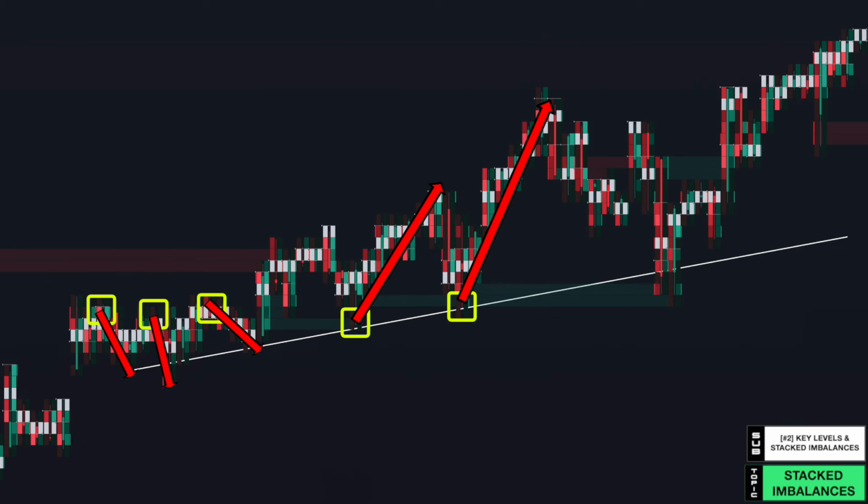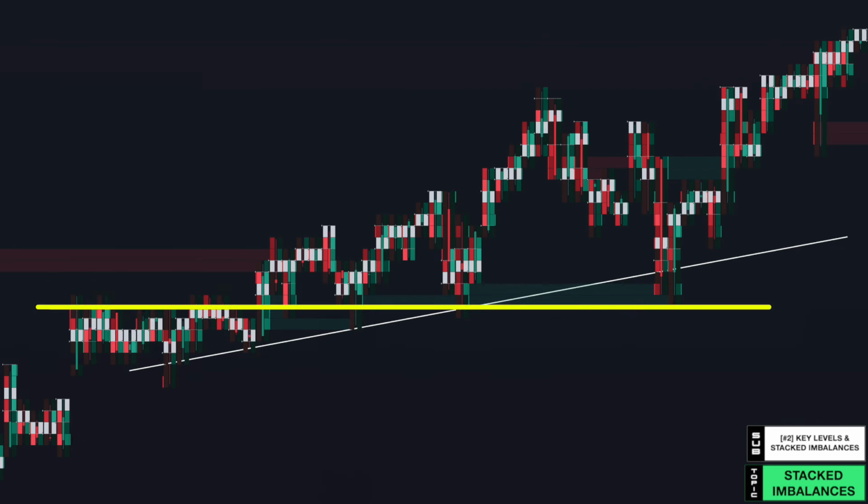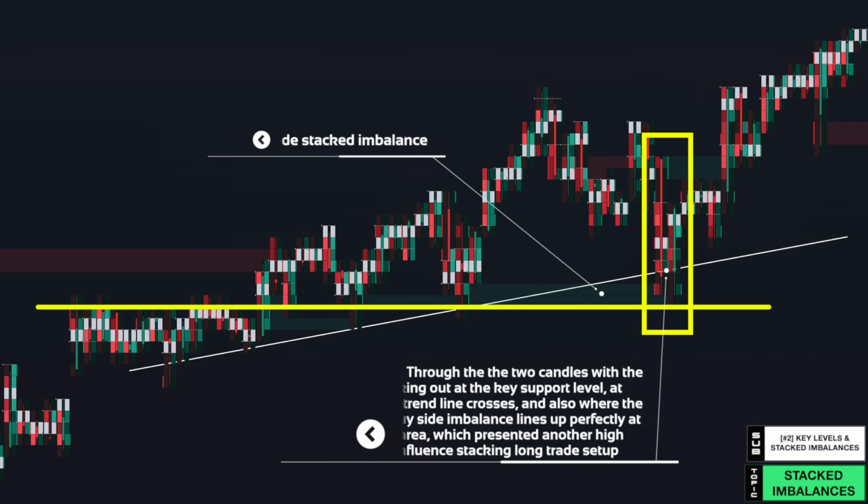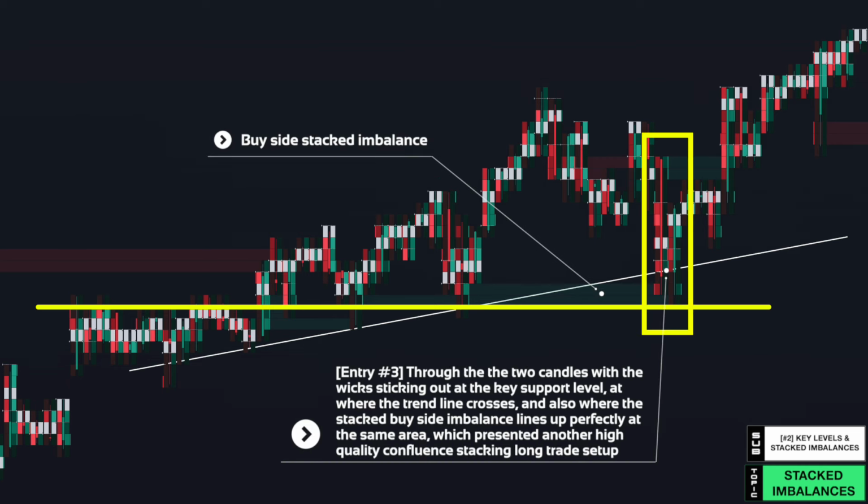These 5 reversal points create another key level. Here's your entry number 3, through the 2 candles with the wicks sticking out at the key support level, at where the trend line crosses, and also where the stacked buy-side imbalance lines up perfectly at the same area, which presented another high-quality confluence stacking long trade setup. You would then go to the lower intraday timeframes and enter using our order flow entry strategy.